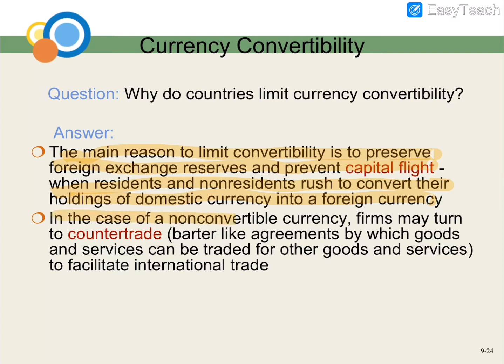In the case of a non-convertible currency, firms may turn to counter trade. Counter trade means barter-like agreements by which goods and services can be traded for other goods and services to facilitate international trade. This counter trade is actually international trade by exchanging goods rather than currency purchase. It's like a barter system. You want to exchange goods, not the currency.